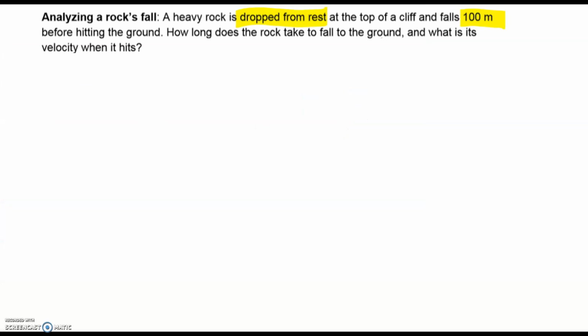How long does the rock take to fall to the ground? What is its velocity when it hits?